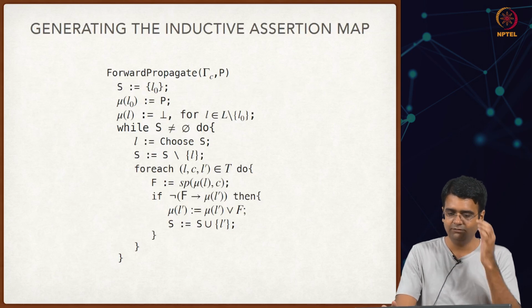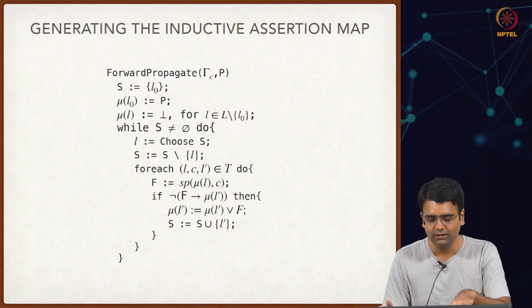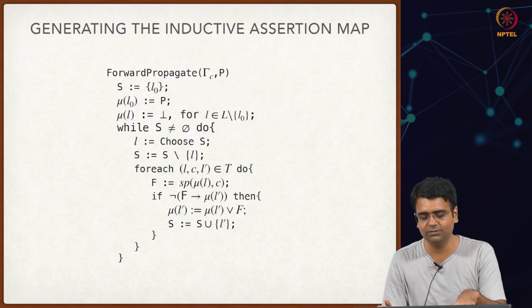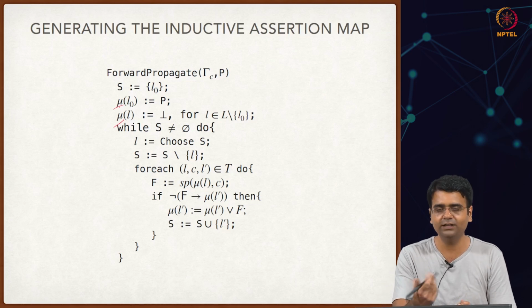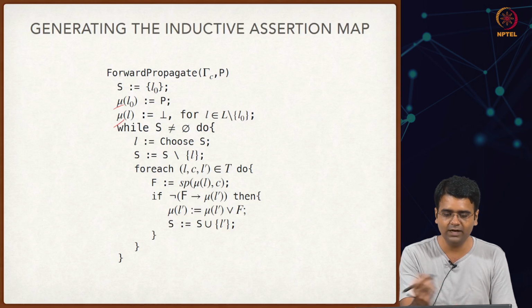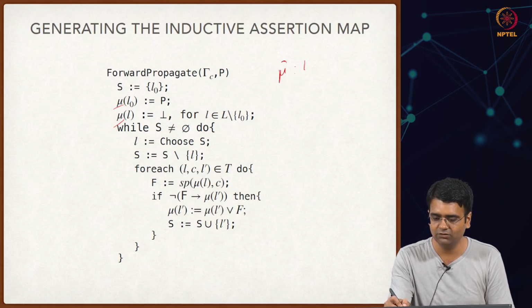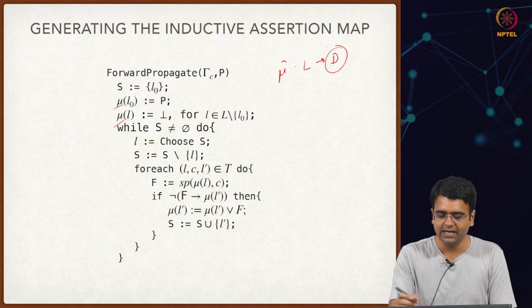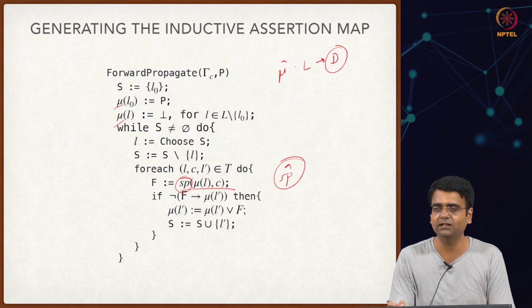So now we can simply modify this forward propagate algorithm in order to use the abstract domain instead of the concrete domain. Instead of operating over the concrete set of program states, let us operate over the abstract domain. So instead of computing this mu of L, which is the concrete inductive assertion map, we are going to compute mu hat of L. Mu hat is now a function from L to D. So we are going to associate an element of the abstract domain with every location, and instead of using the strongest postcondition operator, we are going to use the abstract strongest postcondition operator, which is SP hat.